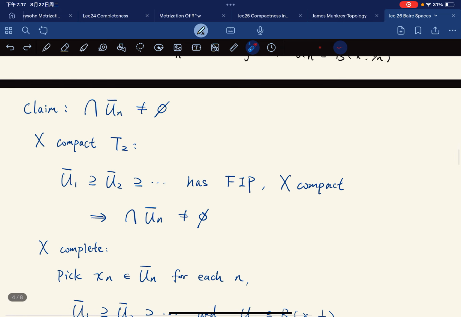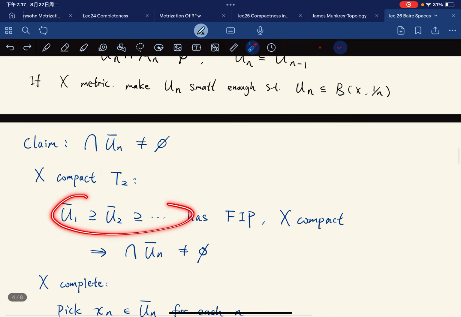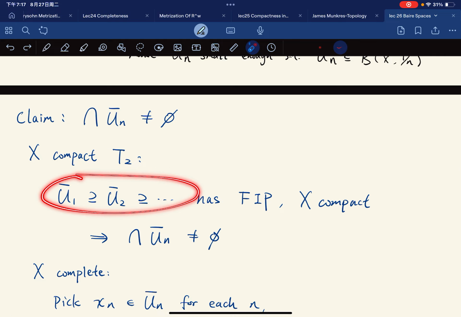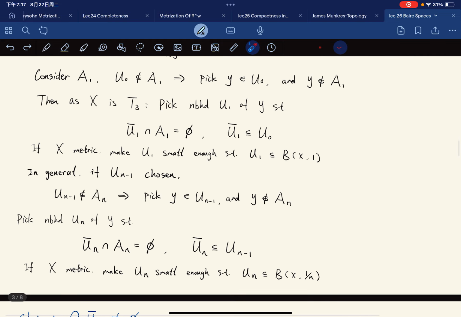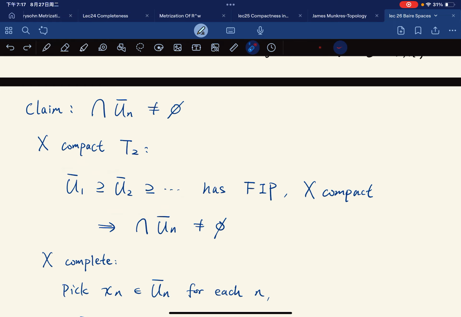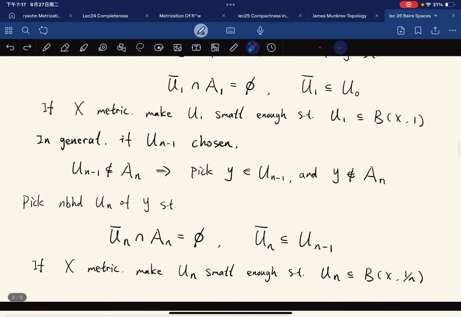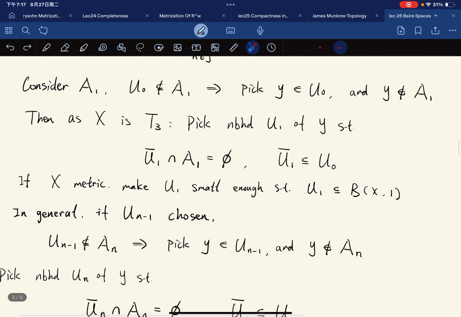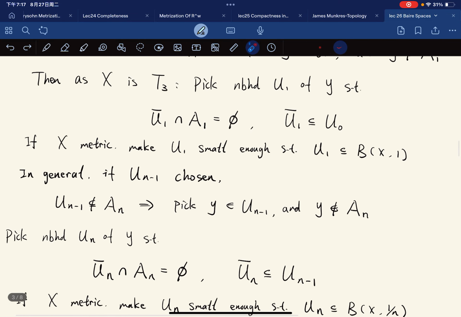Well, if X is compact, right? If X is compact, notice we have this relation, right? Because this is how we defined it. So we first have this relation. It has the finite intersection property because each of them are non-empty, right?